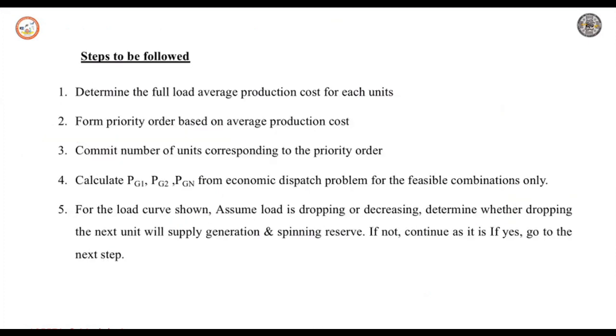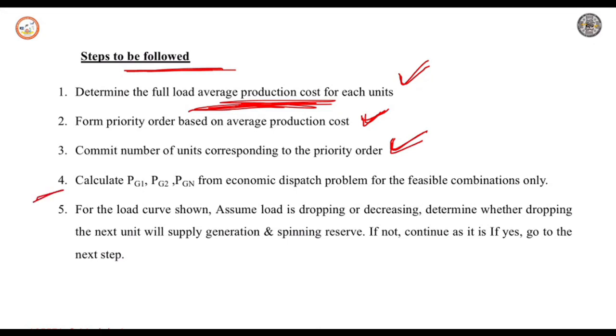Now, the steps to be followed to solve the unit commitment problem using the priority list method. First of all, we need to determine the full load average production cost for each unit. Next, we need to form the priority order based on the average production cost in ascending order and commit the number of units corresponding to the priority order. So depending on the priority order, we need to commit the number of units.